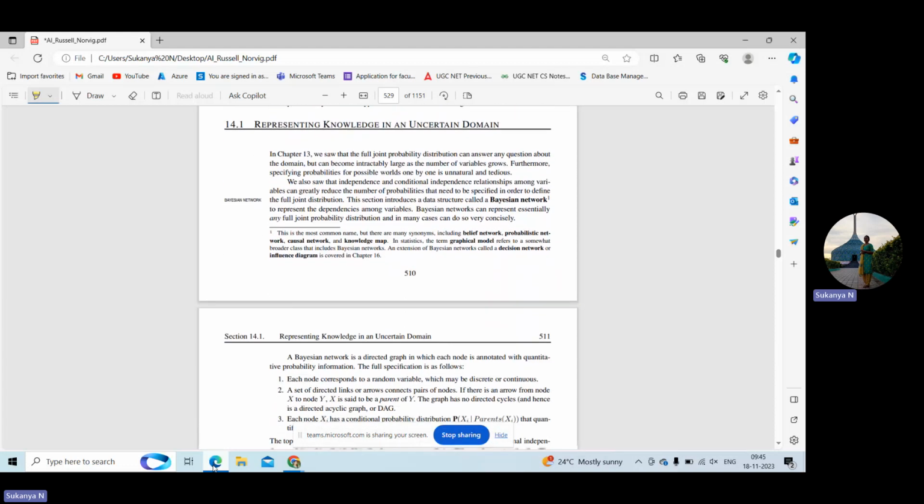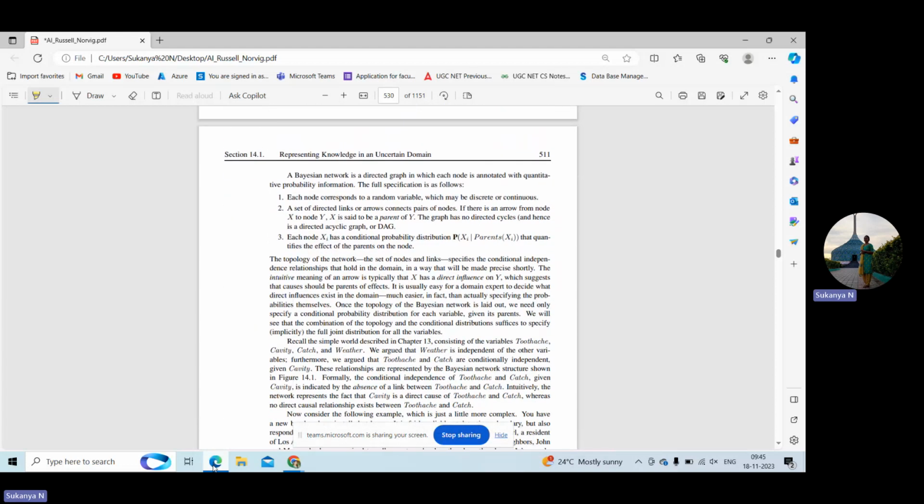So to consider the example, we have considered four variables. One is weather, and one is cavity, and cavity implies toothache. And the catch.